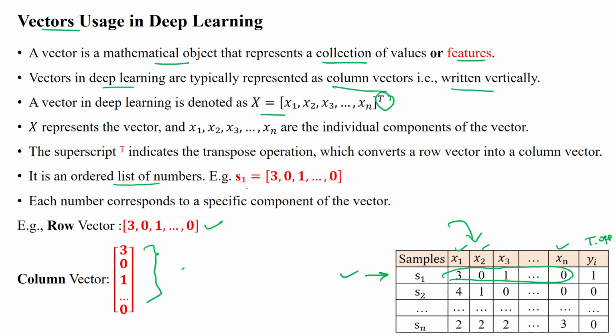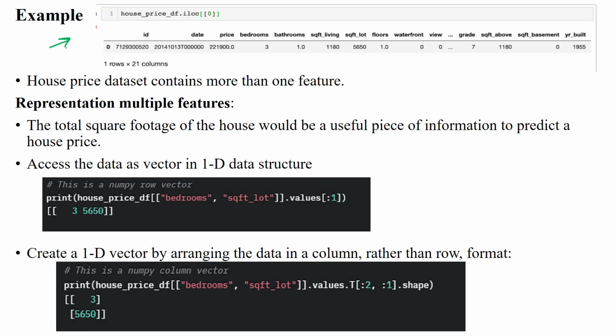Each and every vector has a list of numbers, which are the feature values, as given here. Now if you take any data set, represented by house_price_df.iloc of the zeroth sample, we get the values of that one sample. Representing multiple features is also possible. Here we are going to represent a single column by using all the rows.